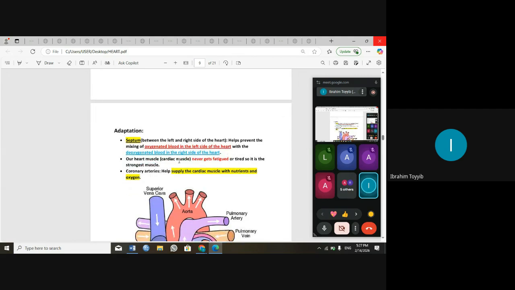Our heart muscle is called cardiac muscle. It never gets fatigued or tired, so that's why it is called the strongest muscle. Let me mention that the thickest chamber of the heart is what? It is the left ventricle, because it's the one that performs the function of pumping blood most. So the left ventricle is the thickest part of the heart.